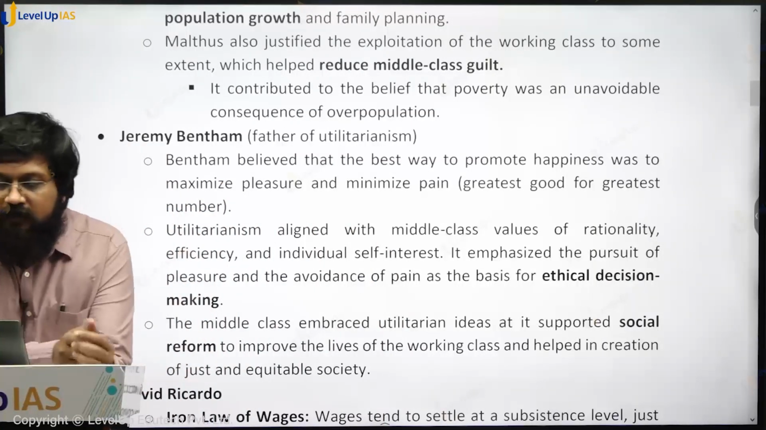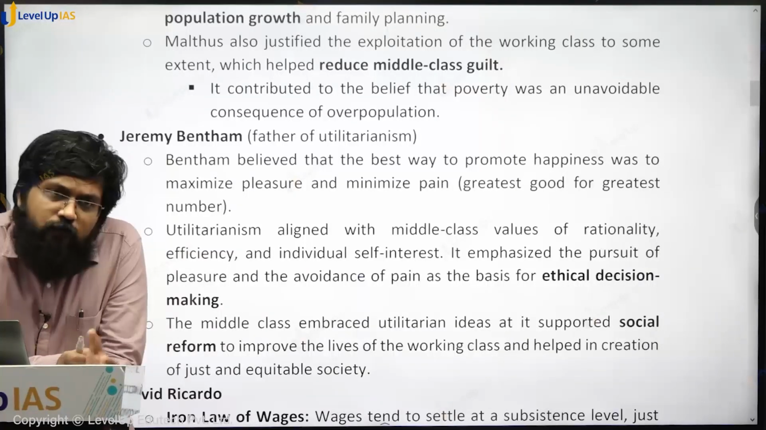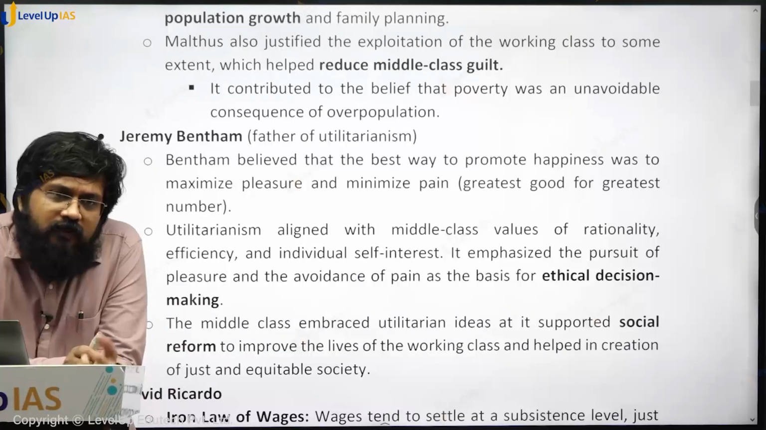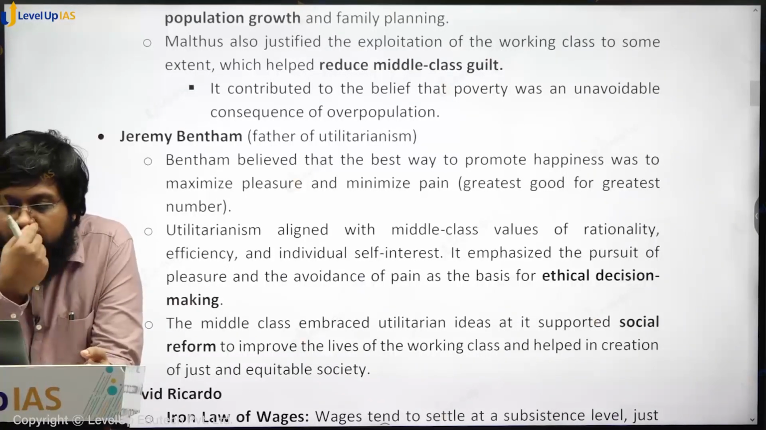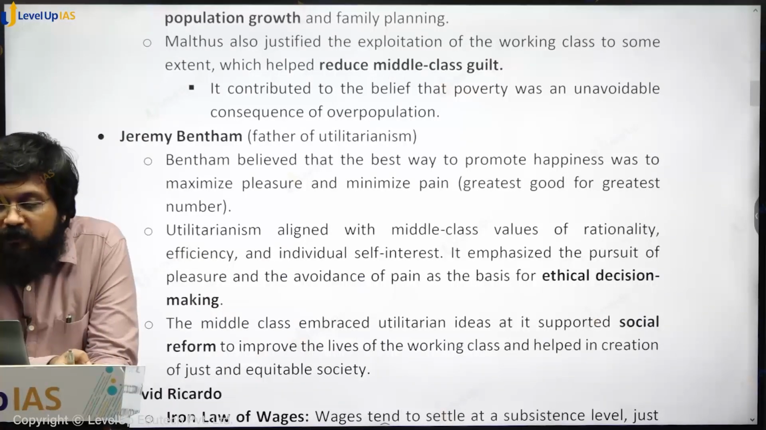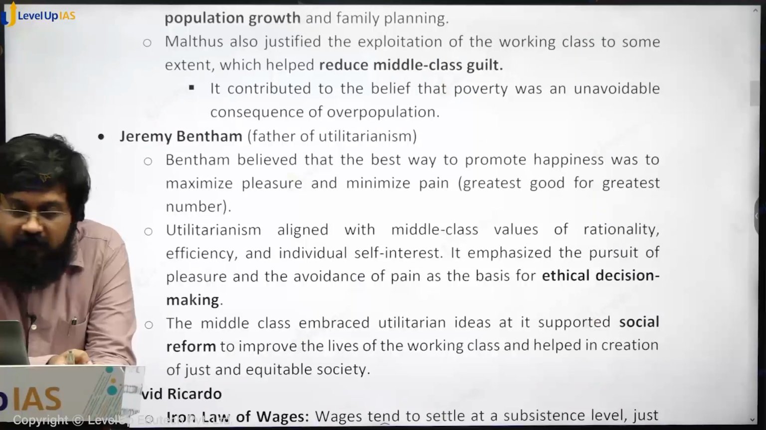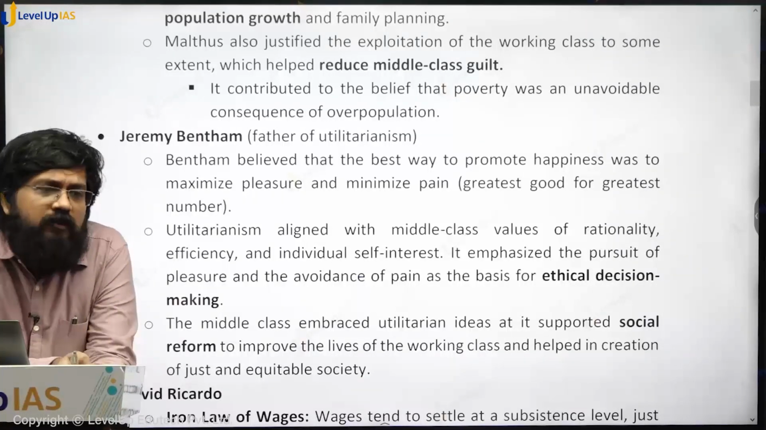So Bentham believed that the best way to promote happiness was to maximize pleasure and minimize pain. We have seen that also. But everybody knows the greatest good of the greatest number, the typical Benthamite idea. Utilitarianism aligned with middle class values of rationality, efficiency, and individual self-interest. It emphasized the pursuit of pleasure and avoidance of pain as the basis of ethical decision-making. So it's about economic prudence, profit maximization.